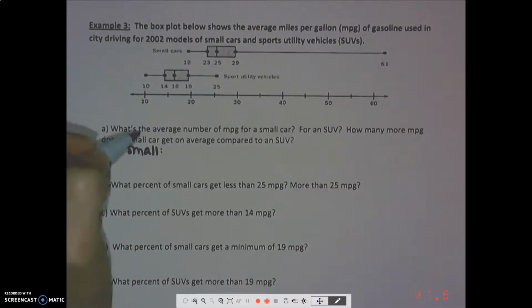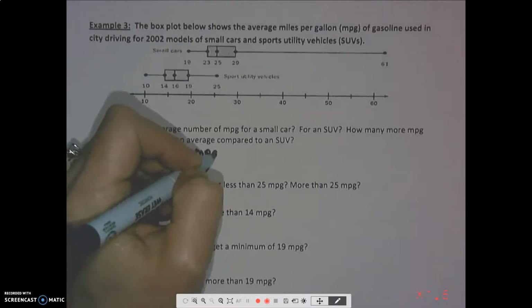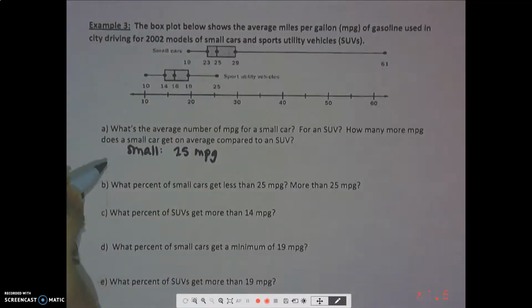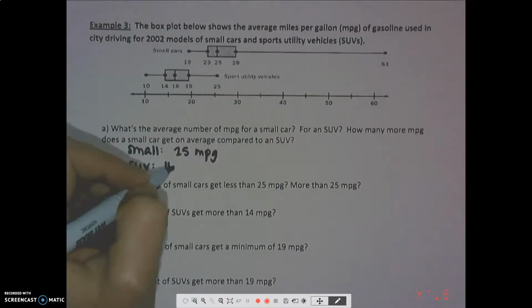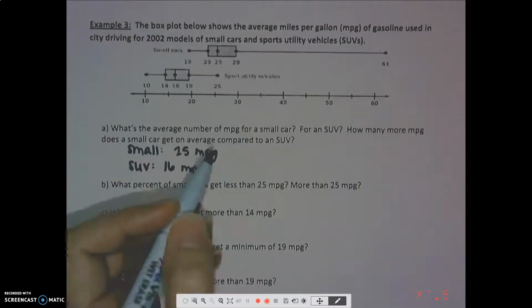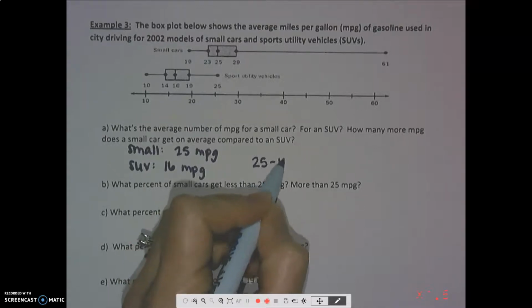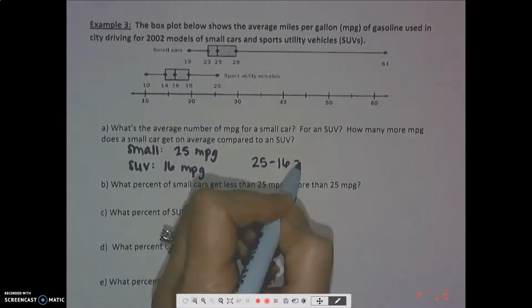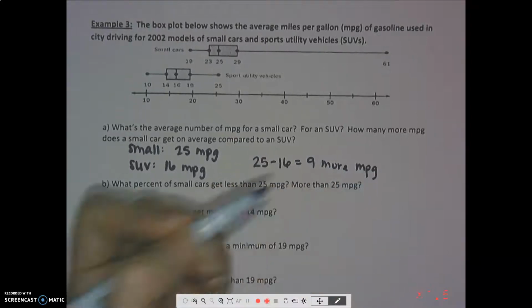Now, when we're talking about average here, we're talking about the median. So that's going to be 25 miles per gallon. And then for an SUV, they get 16 miles per gallon. And so how many more miles per gallon does a small car get on average compared to an SUV? So that means we're going to take the small and subtract the SUV to get 9 more miles per gallon. Okay?